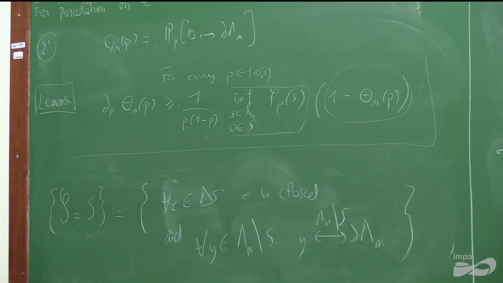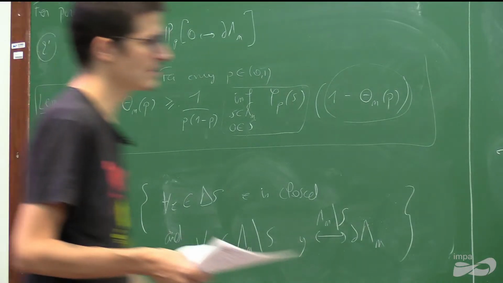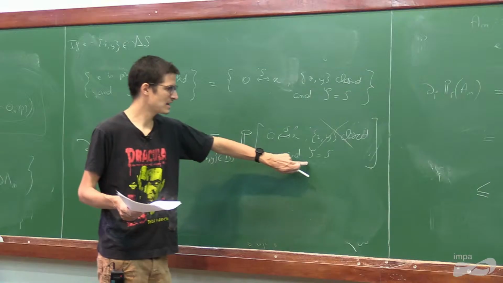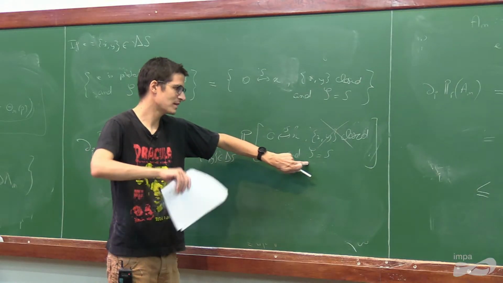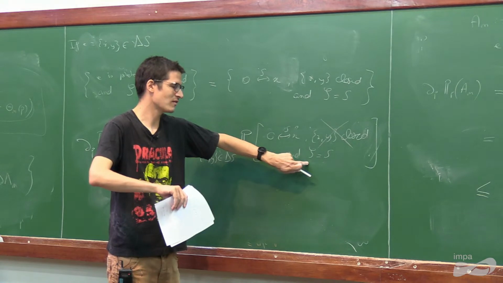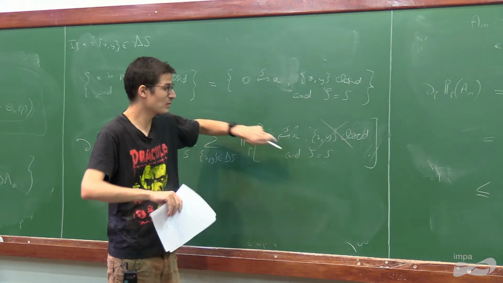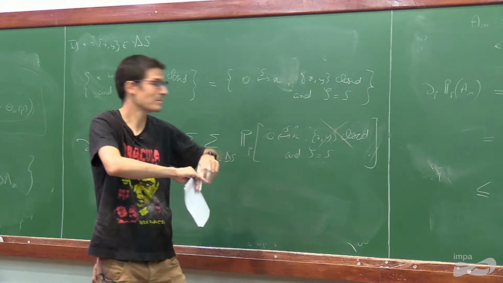Basically, what I'm checking is not that S is a set of vertices that are not connected to the boundary, but rather that the complement of S is a set of vertices that are connected to the boundary. So this depends on edges that have at least one end outside of S. This depends only on edges that have both ends inside S, so these two things are independent.